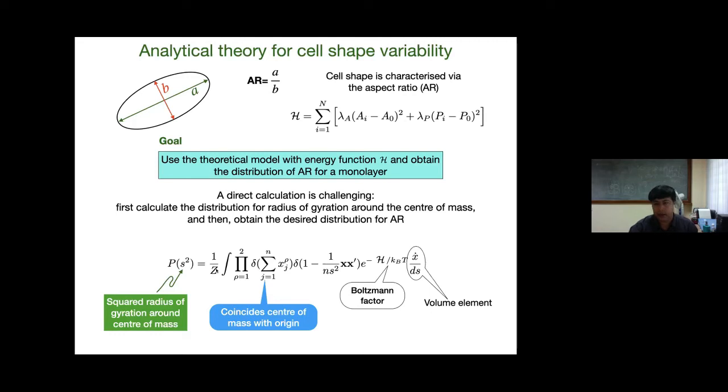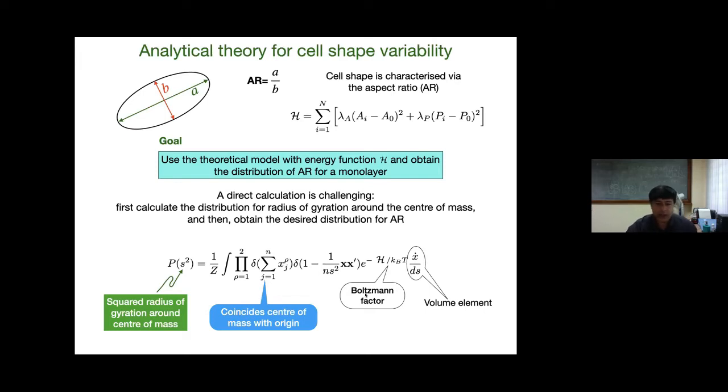Z is here the partition function. The first delta function basically coincides the center of mass of the system with the origin of the coordinate system. The second delta function picks out specific values of the S squared. And this exponential is like a Boltzmann factor, with the energy function given as the energy function of the system. And this last part is the volume element.